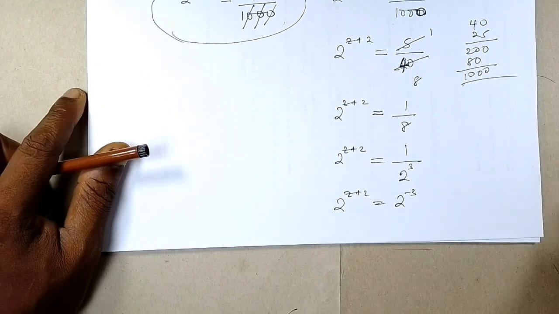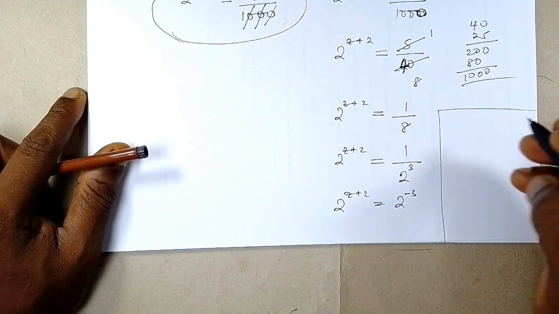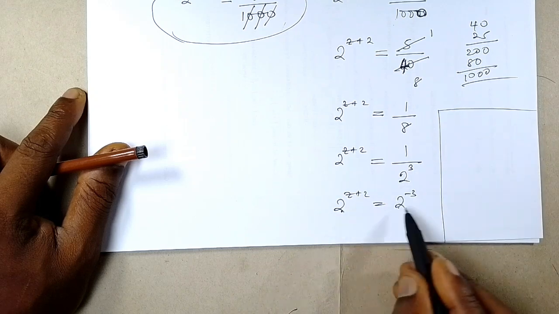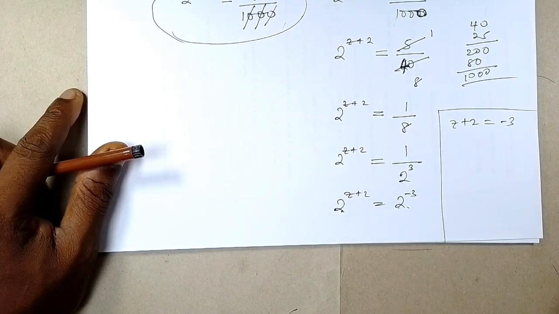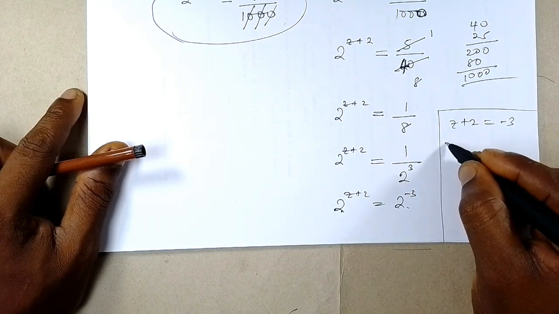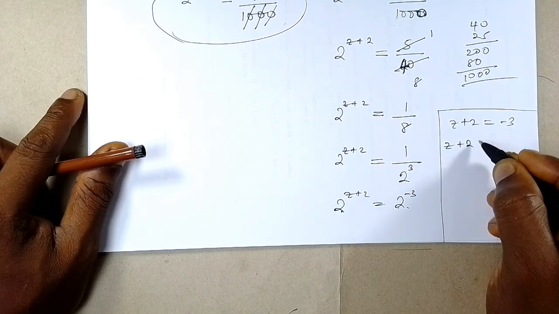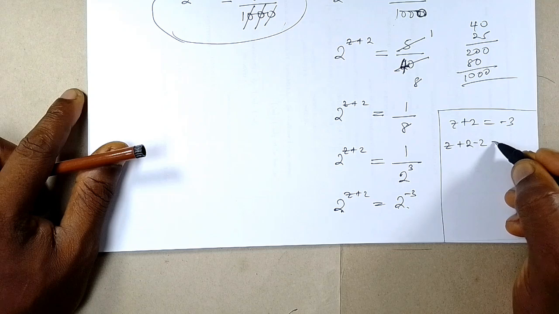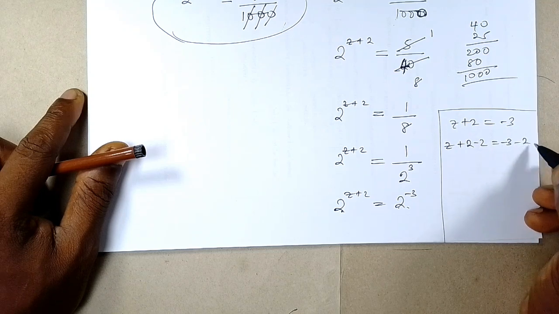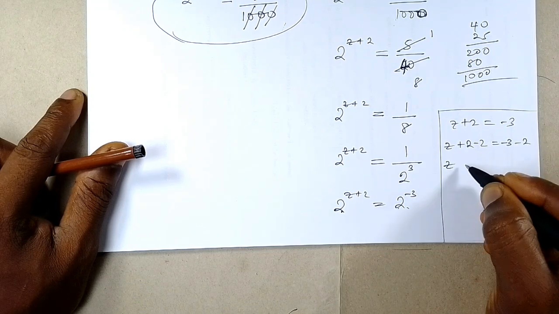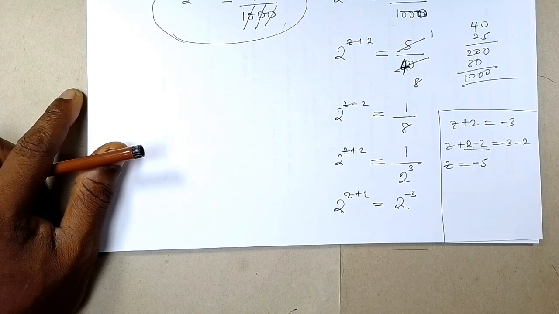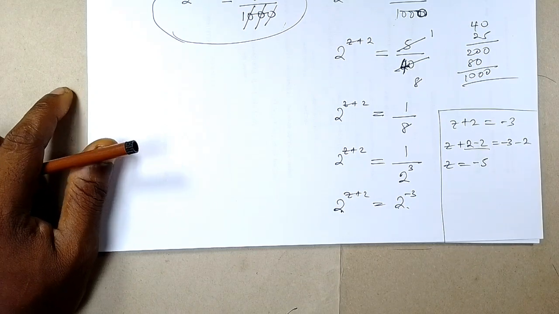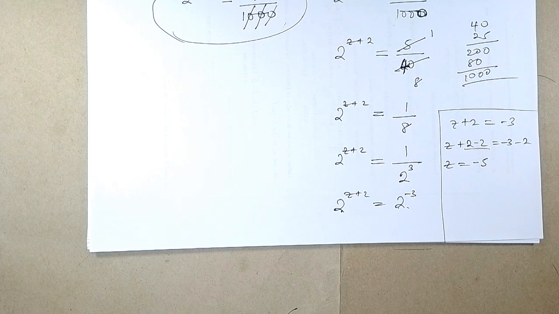Okay, so that being done, you can now see that the bases are the same. Therefore, z plus 2, the power, must be equal to minus 3. So if you eliminate 2 from this side by subtracting 2 from both sides, you are going to have z equals, of course this is 0, so you are going to have z equals minus 5. So that will be the solution to that problem.